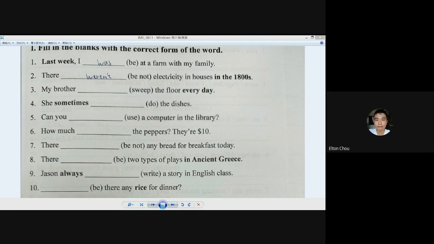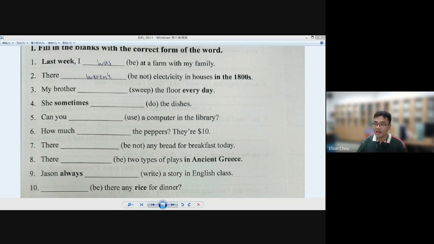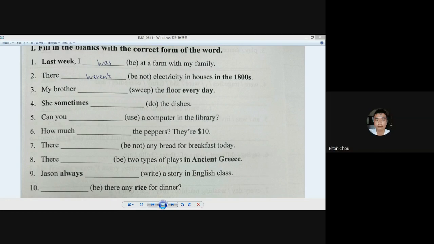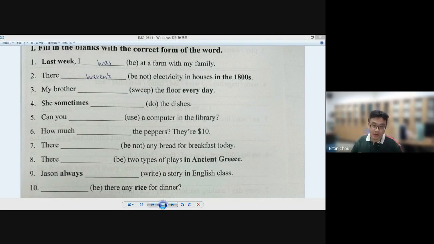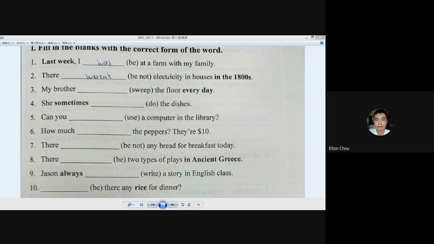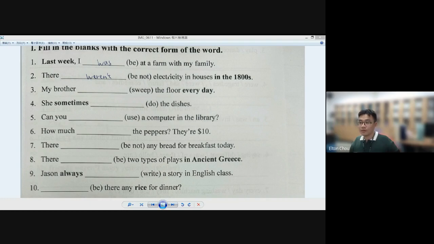Every day. Every, in, on, at, present simple, right? So subject, verb. The subject is my brother. The verb is sweep. When the subject is he, she, it, or a name, so my brother sweeps. Very good.